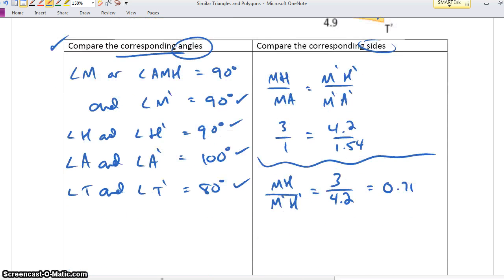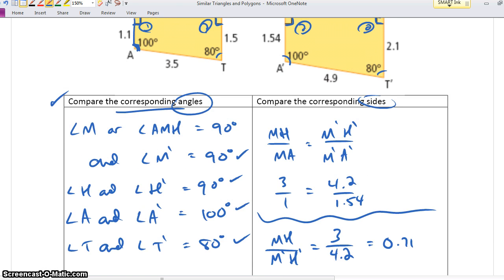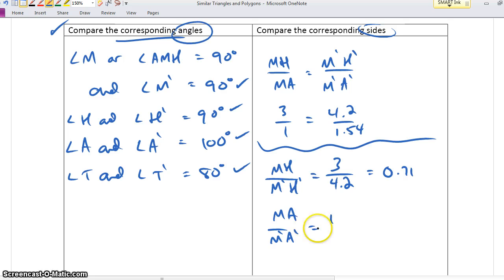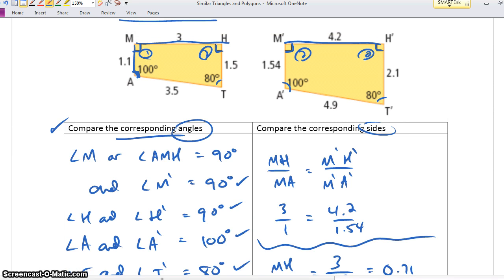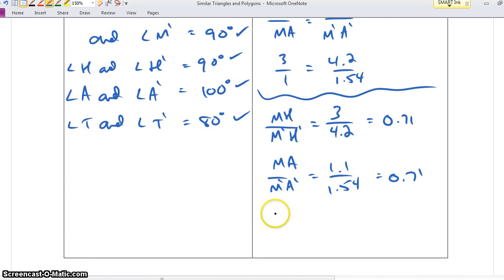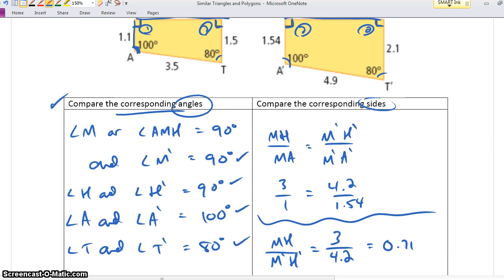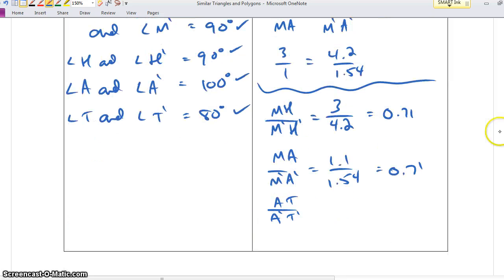And we'll see that for every pair. If we look at M prime A prime, MA over M prime A prime, we get that that's 1.1 over 1.54. And again, we'll check that on the calculator. It should be 1.1 divided by 1.54 equals the same thing, right? And we can check that for all pairs. AT over A prime T prime is 3.5 over 4.9.